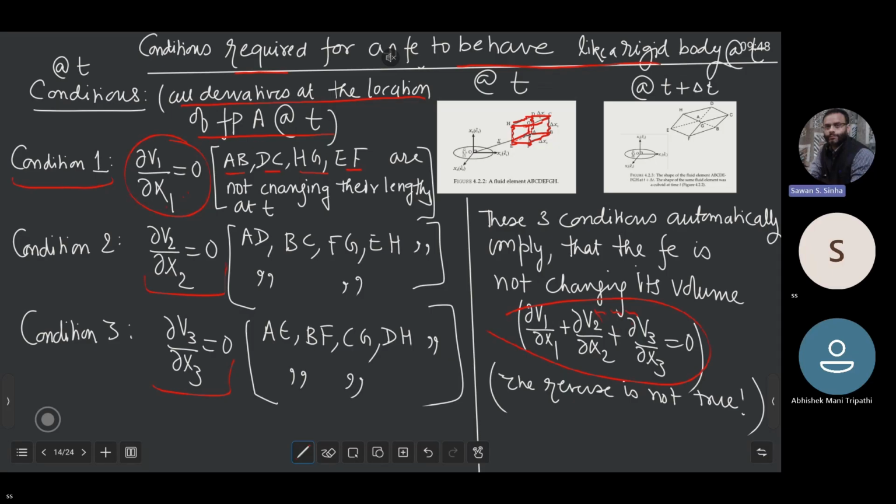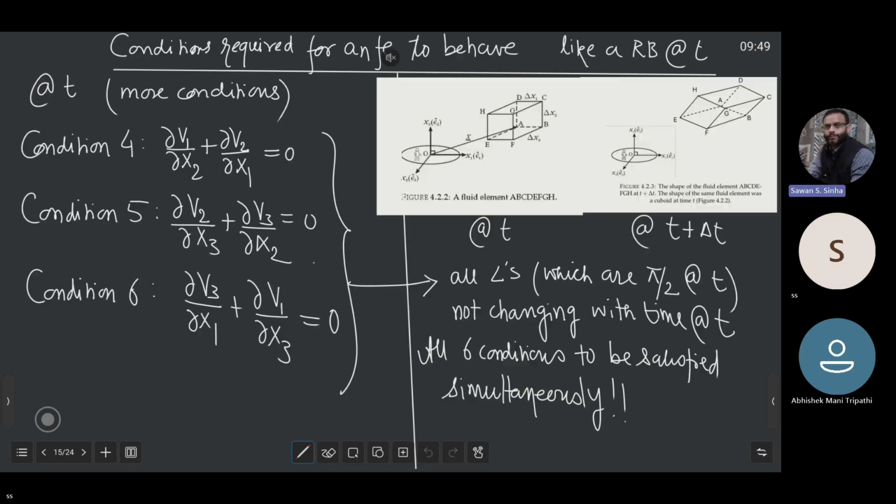Implication doesn't follow that direction. But individually these are 0, then this is also satisfied. Is this set good enough to conclude that it is behaving like a rigid body? No, because the edge lengths may not change, but this can happen. Angles may change, right? And that is why there are more conditions required for it to behave like a rigid body.